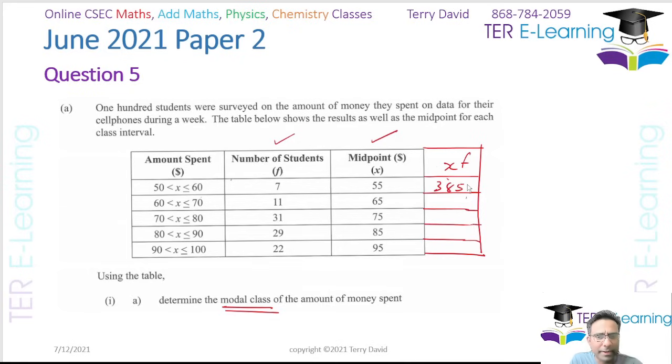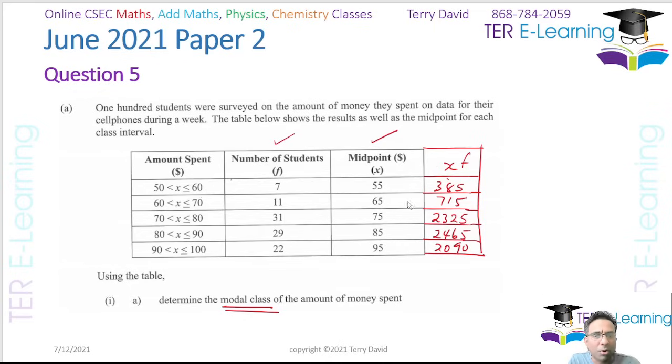So here is 385. Then we're gonna say 11 multiplied by 65. You're gonna get 715. Then we're gonna say 31 by 75, sorry. That's gonna be 2325. So this here is 2325. Then 29 by 85. You're gonna get 2465. And then 22 by 95. You're gonna get 2090. So this here is 2090.